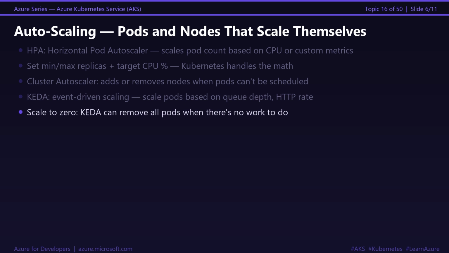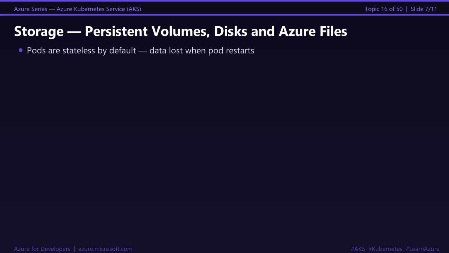AKS integrates with two Azure storage types. Azure Managed Disks, or Fast Block Storage, think of them like a hard drive attached to your pod. They give you great performance for databases like PostgreSQL or MongoDB running inside Kubernetes. The trade-off is that a disk can only be attached to one pod at a time.